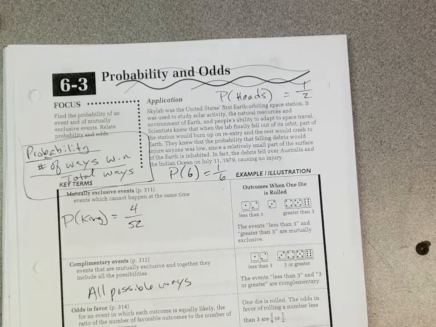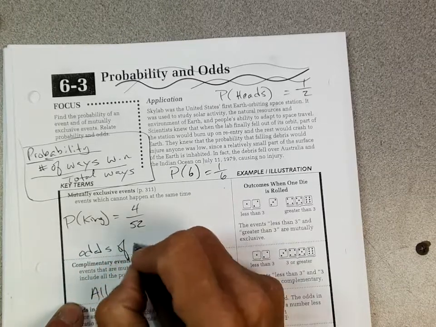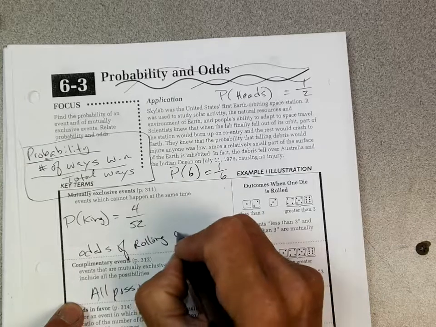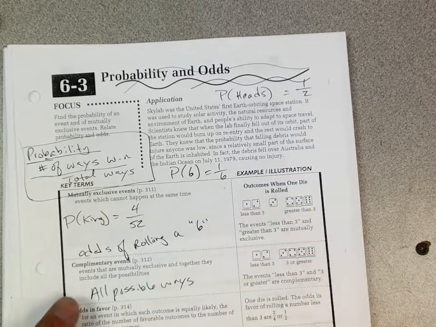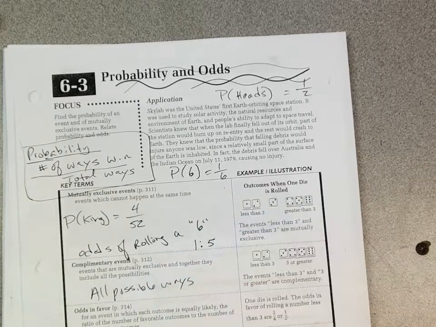Okay. Odds. Now, odds are different because it's odds to win versus odds to lose. So if I wanted to roll a 6, the odds of me winning in favor is 1 out of 5. The odds of rolling a 6 on the dice: there's only one way to win, but there's 5 ways to lose. That's odds in favor, okay?